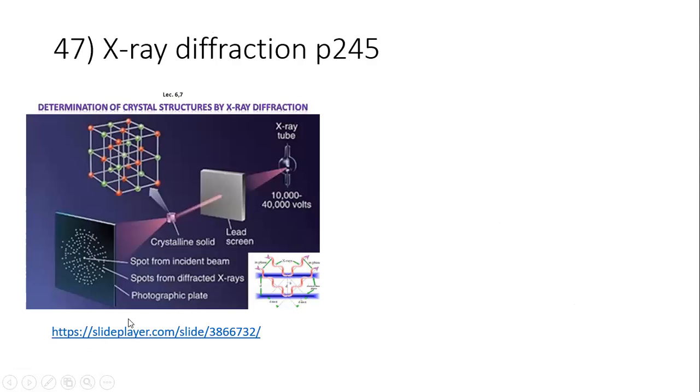Okay, let's go to X-ray diffraction, page 245 in your book. We have done this earlier: the X-ray tube, there's your lead screen, and basically this is your collimator, if you like. You want a narrow beam coming out. And then there's your crystal, and on the screen there we can see the diffraction pattern.